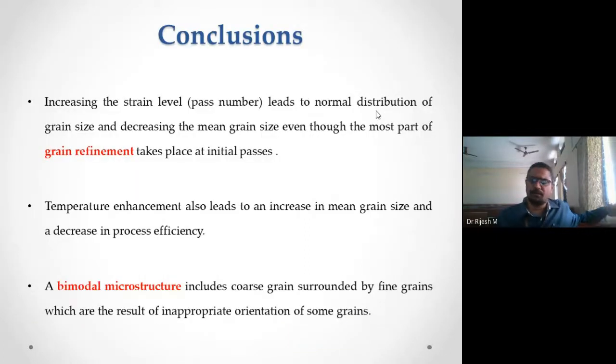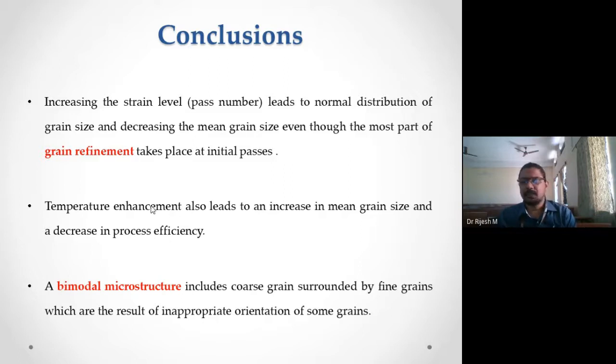So the moral of my presentation is that increasing the strain level leads to a normal distribution of grain size and decreasing the mean grain size, even though most of the grain refinement takes place in the initial passes. What I mean to say is, if you're going for 8 passes, you don't expect an exponential reduction in grain size in the eighth pass. The maximum reduction in the grain size happens in the first pass almost all the time.